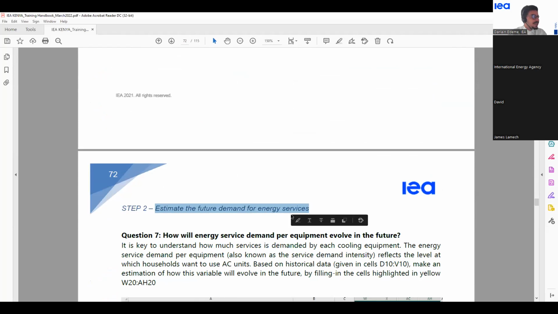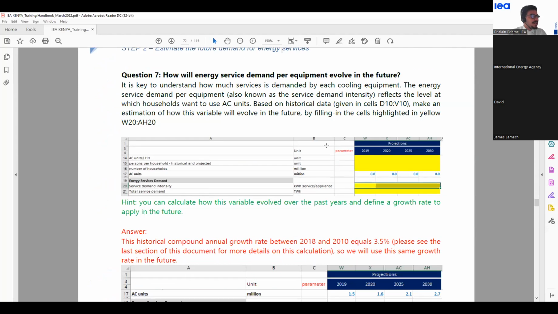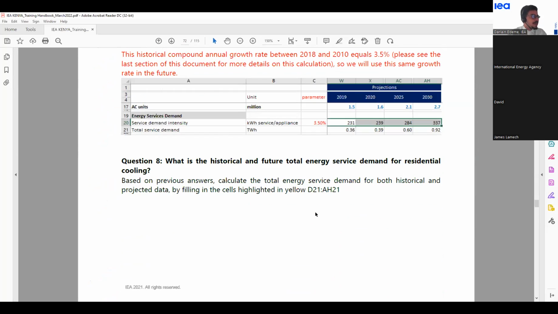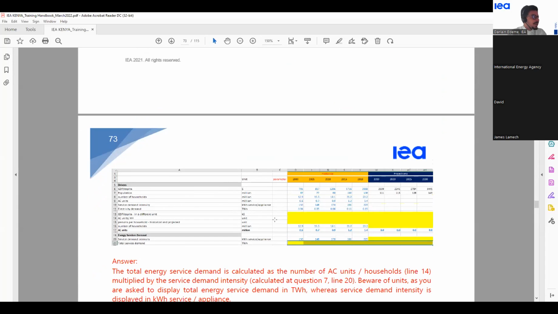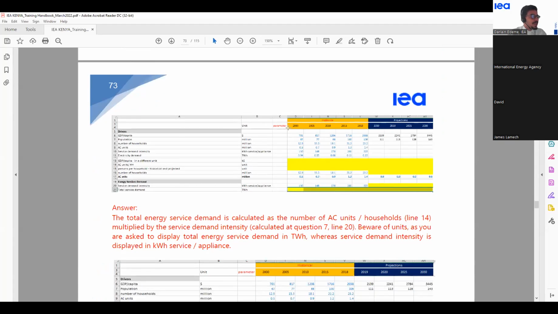Second step is estimating the future demands for energy services. How will energy service demand per equipment evolve in the future? Again, in this case, you can try a linear approach in doing this projection. And same when dealing with the historical and future total energy service demand for residential cooling.